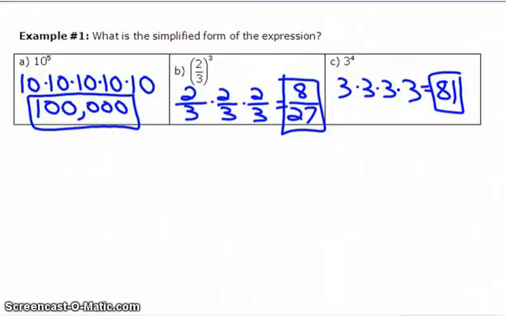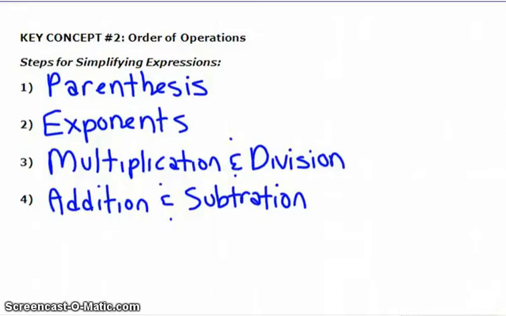Now, it is important we know how to deal with exponents when we're using order of operations. Now, maybe some of you have heard, please excuse my dear Aunt Sally, right? The first letter of those, P, E, M, D, A, and S, are the order of operations. Please excuse my dear Aunt Sally. Now the P stands for parentheses.